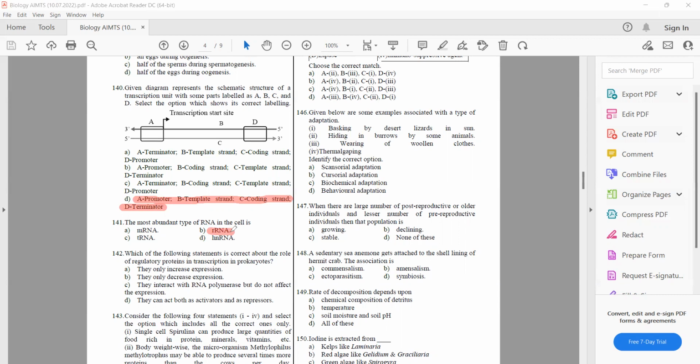142, which of the following statements is correct about the role of regulatory proteins in transcription in prokaryotes? When we talk about the regulatory proteins especially, they can act both as activators and repressors. They may positively regulate the process or they may negatively work also. So they may be an activator or repressor. 143.